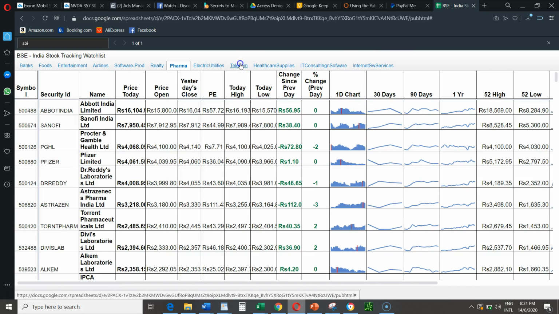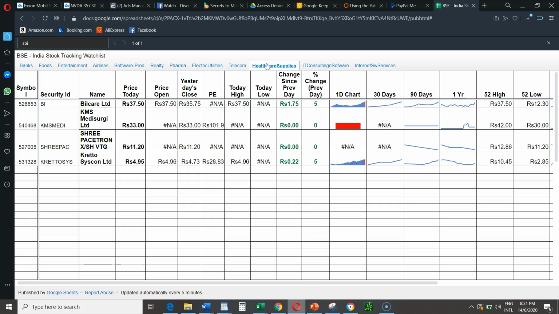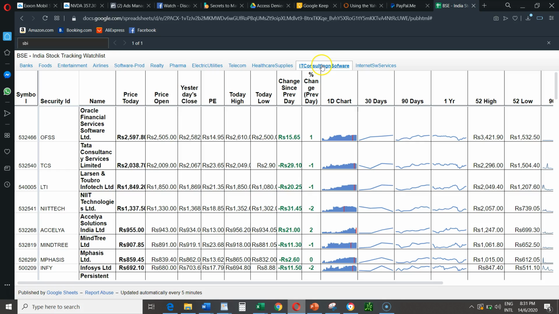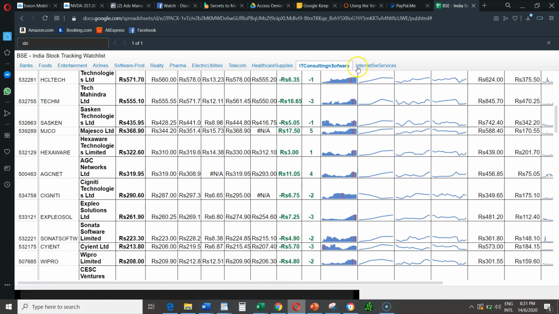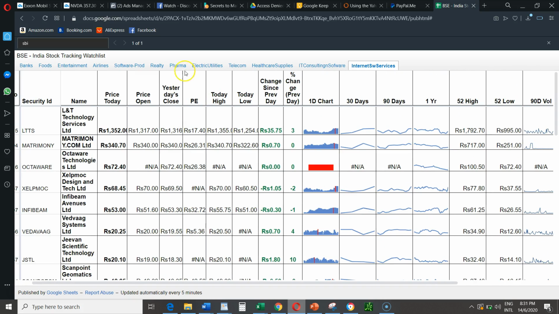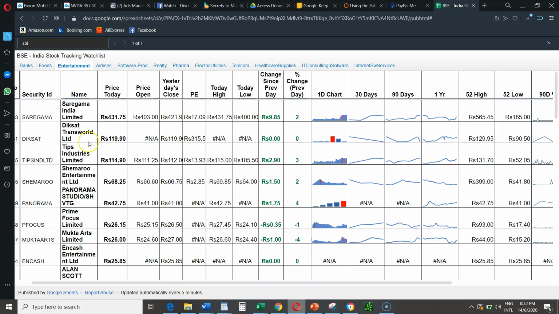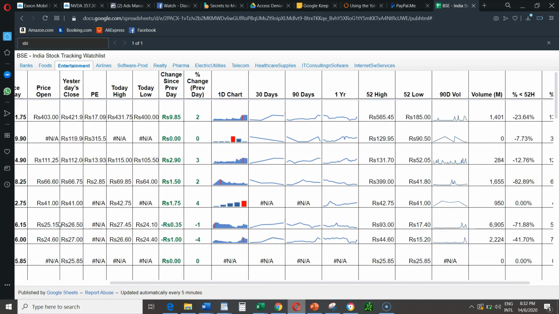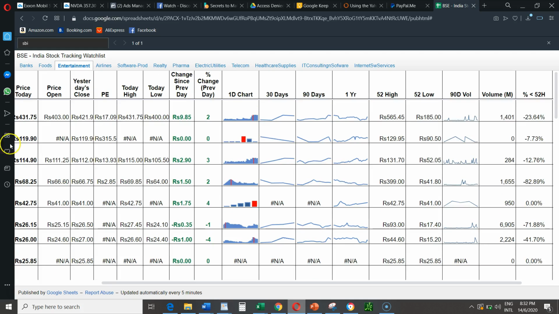And then I have telco, I have healthcare supplies, which is very important for COVID-19. I have everything under IT consulting and software, and also internet services, because internet services are what are going to make money post corona. So this is what you get. And the only thing here is that because this is a Google sheet, and I want to keep updating it, it doesn't hold this header and this row when you scroll, which is disturbing, which is not so nice.